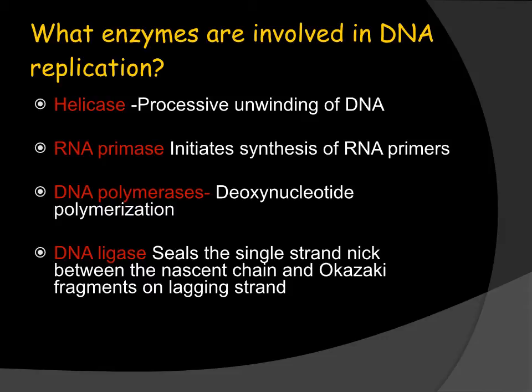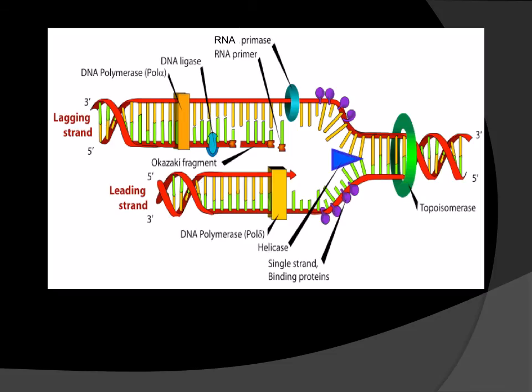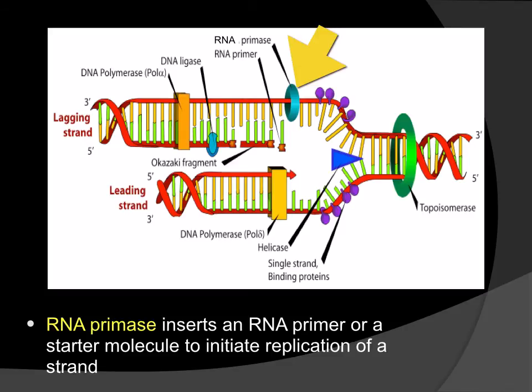Right, let's look at this diagram and see if you can explain what is going on. Notice that the lagging strand is at the top, not the bottom this time. So what I want you to do is look at this diagram and then list the enzymes that are involved in DNA replication and what they do. Okay, first off, you've got RNA primase, and this inserts an RNA primer or a starter molecule to initiate replication of a strand.